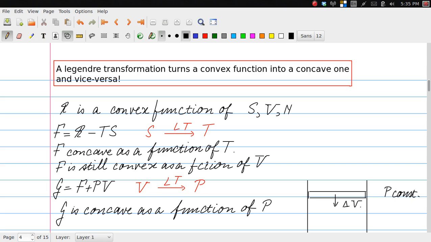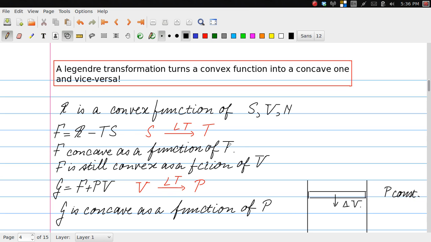So let's illustrate that using some functions from thermodynamics, some thermodynamic potentials. We start with the energy, which is a convex function of the entropy, the volume, and the particle number. So these are all extensive variables. And from the energy we can replace the S using a Legendre transformation and turn it into a variable T, but that means that we transform from E, the energy, to F, the free energy. Then F, because we have performed this Legendre transformation, E was convex as a function of S, so F must now be concave as a function of T.